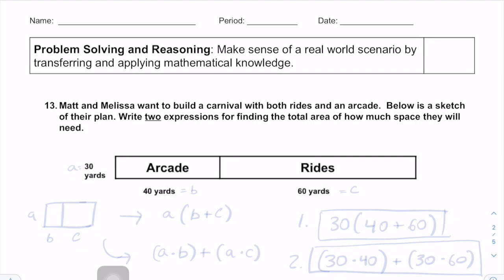On problem solving and reasoning. So for anyone who wanted to see the corrections or how to solve any problems from numbers 13 to 15, we're going to go ahead and get started with this.